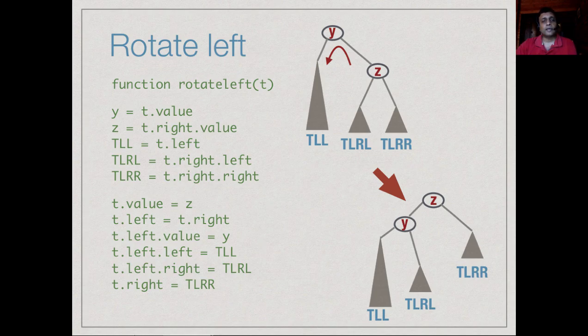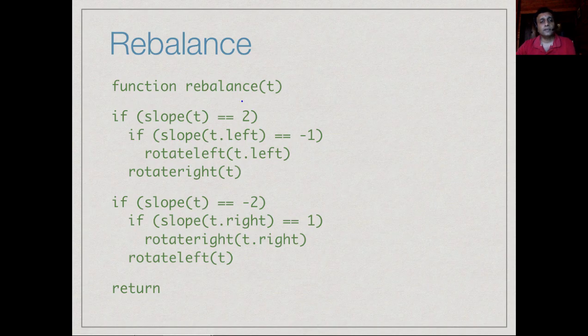So now that we have the two rotations, what does rebalancing say? Rebalancing says that if I have a node which has slope plus 2, then I will expose its left child and check its slope. If its slope is minus 1, then first I will do a left rotation there. And then regardless, I will do a right rotation at the top.